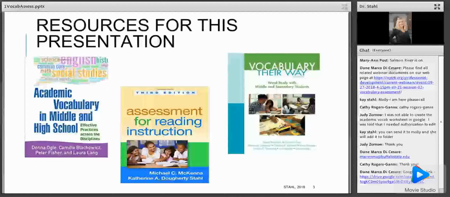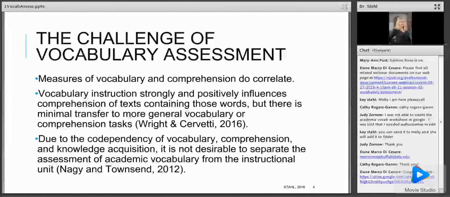You know, this vocabulary assessment, though, as I said last week, I love this topic, and I'm going to really have to watch myself and discipline myself on the time, because I just get so excited about this topic and the different choices that we have. But it is challenging, and I think some people have avoided vocabulary assessment because of the challenges associated with it. But it's important to do because we do know that measures of vocabulary and comprehension do correlate.